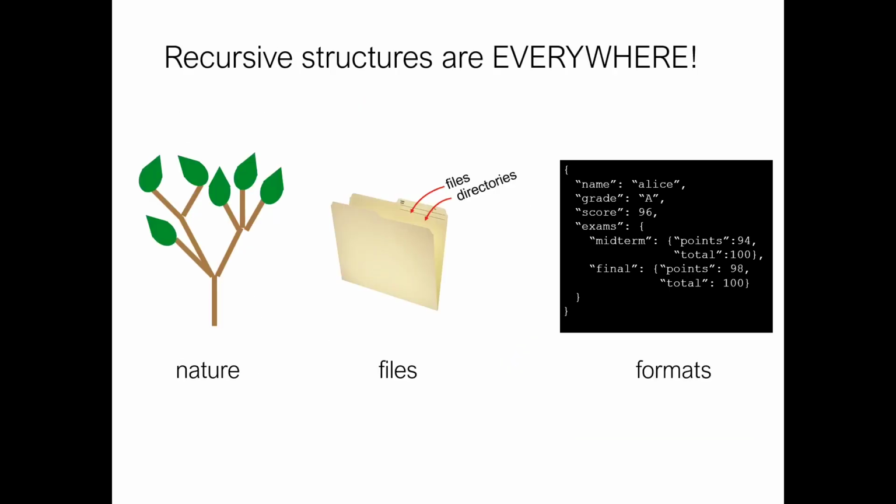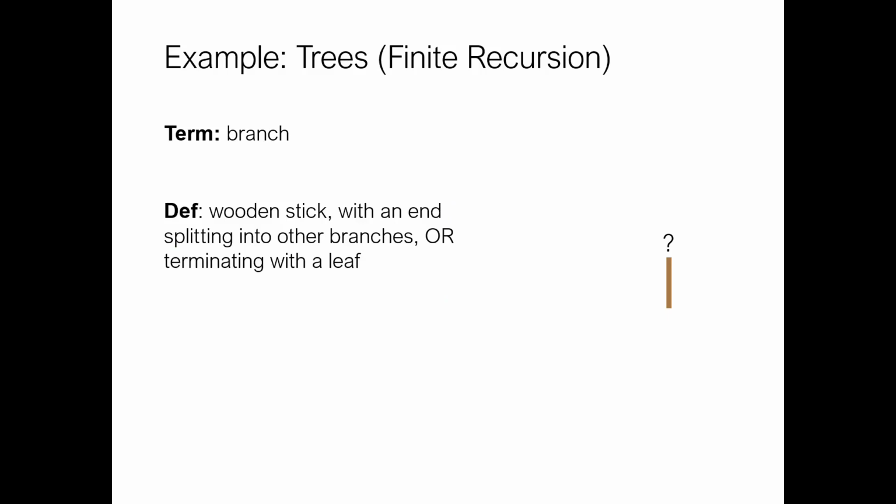We're also going to find that recursive structures are absolutely everywhere once we begin understanding this and start looking around. For example, in nature, we have trees. In computer science, we'll have files, directories, and we'll also have data formats, particularly important for this course. So let's take a look at nature for a second. I'm going to come up with a kind of weird definition for a tree, something to demonstrate recursion. I'm going to define the term branch. A branch is a wooden stick with an end, and that end can either contain other branches or it could terminate with a leaf.